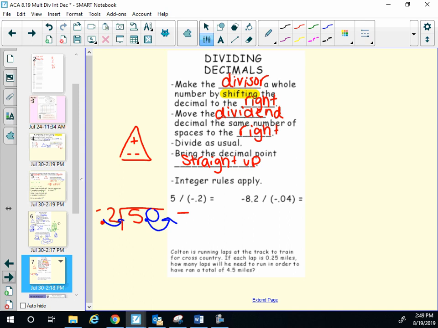I always rewrite the problems. So it really says 50 divided by negative 2. What's 50 divided by 2? 25. And we said our answer was going to be negative. Negative 25. If you didn't know 50 divided by 2, then you can just divide it all the way out.